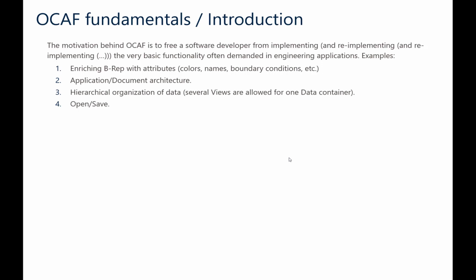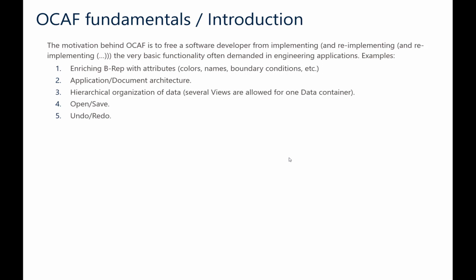Then, once you have a document with the hierarchically organized data, you might want to save it to file and open it back from file system. And this is where OCAF is of great help, because it gives you this storage and retrieval mechanics right out of the box. One of the standard features and typical features of a desktop application is to have undo-redo functionality. Like whenever you modify something in your data, you might want to roll back your modification and get back to the previous state of your data.